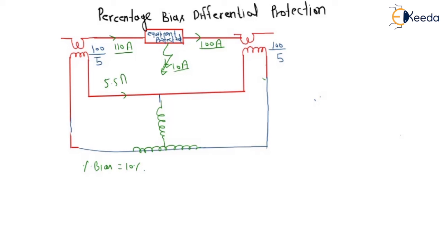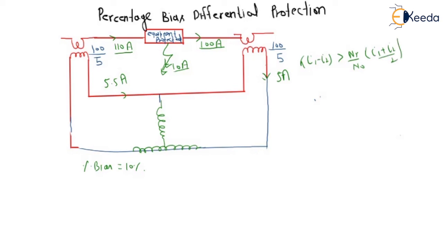There is a difference in current, so it looks like the relay should simply operate, but we have to check now. Both the secondary currents are different. It's 5.5 ampere here and 5 ampere here. We will see that the relay will operate when I1 minus I2 is greater than NR upon N naught, meaning the percentage bias, into I1 plus I2 by 2. So we need to calculate this value.